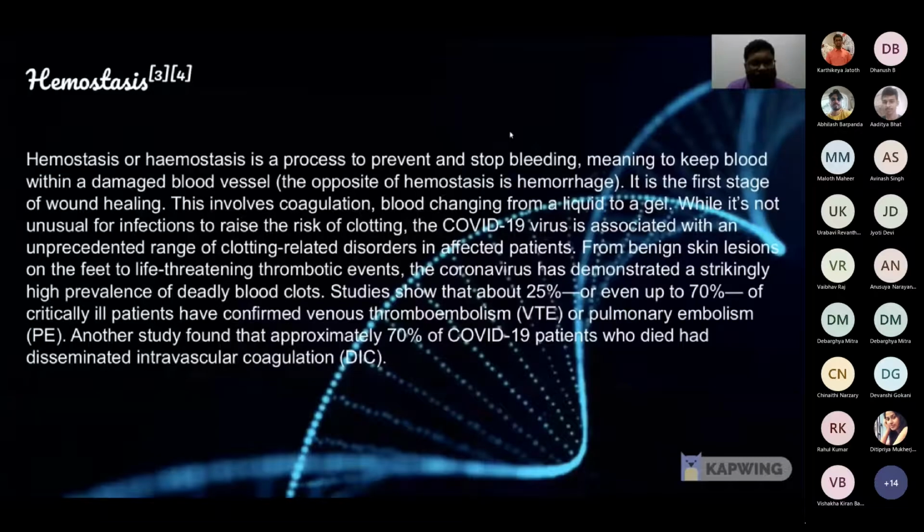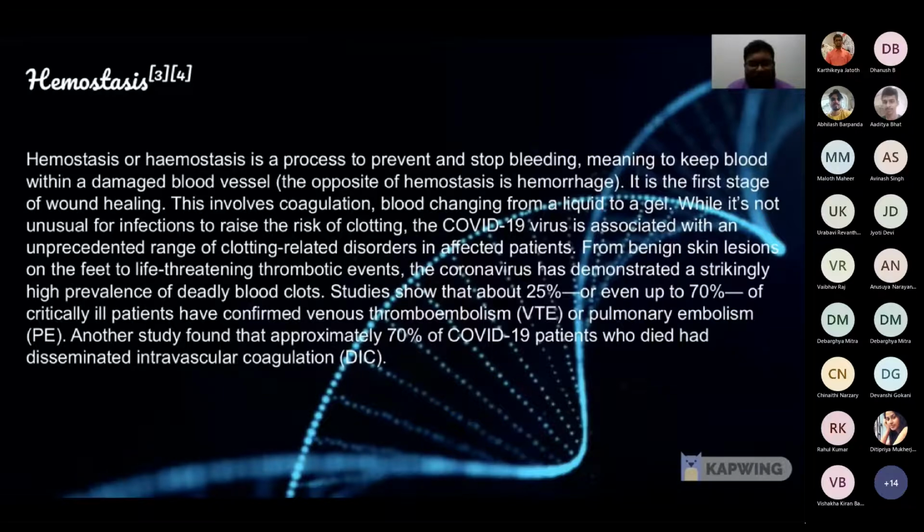Hemostasis. Hemostasis is a process to prevent and stop bleeding, meaning to keep blood within a damaged blood vessel. It is the first stage of wound healing. This involves coagulation, blood changing from a liquid to gel. While it's not unusual for infections to raise the risk of clotting, the COVID-19 virus is associated with an unprecedented range of clotting-related disorders in affected patients.